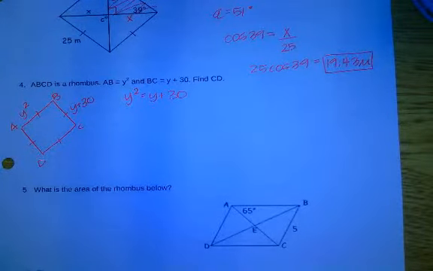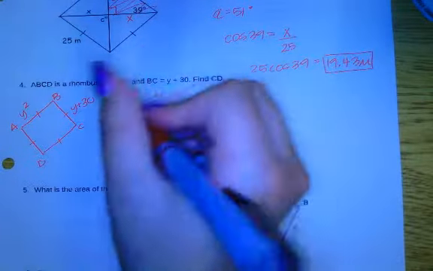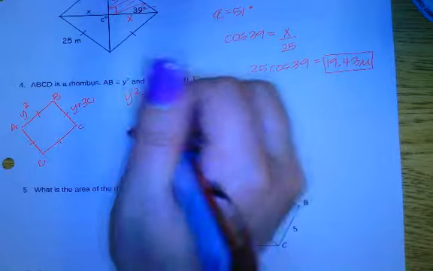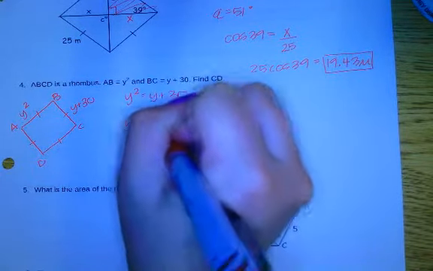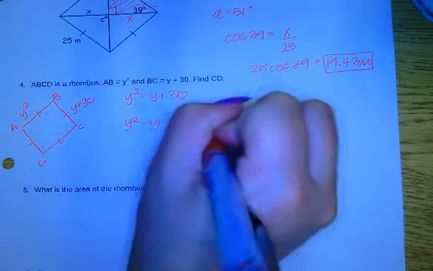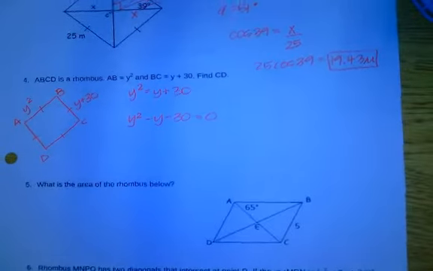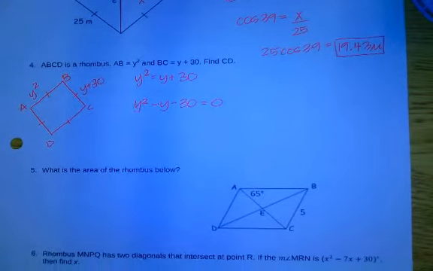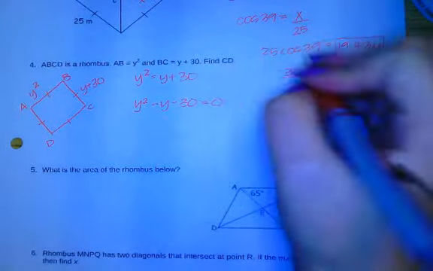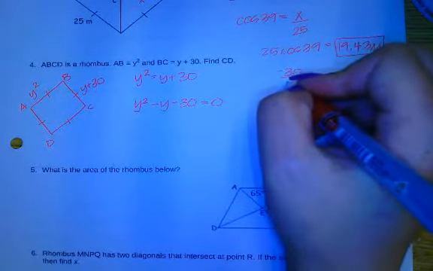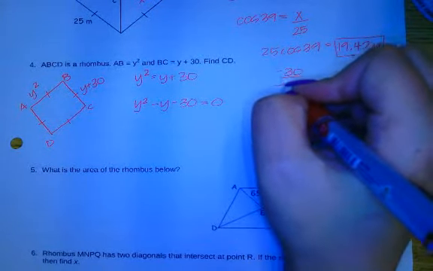Okay, so good old quadratic. You want to set everything equal to 0. Y squared minus y minus 30 equals 0. And then you need to factor. What are your factors of negative 30 that are going to add and give you negative 1? Negative 6 and a positive 5.